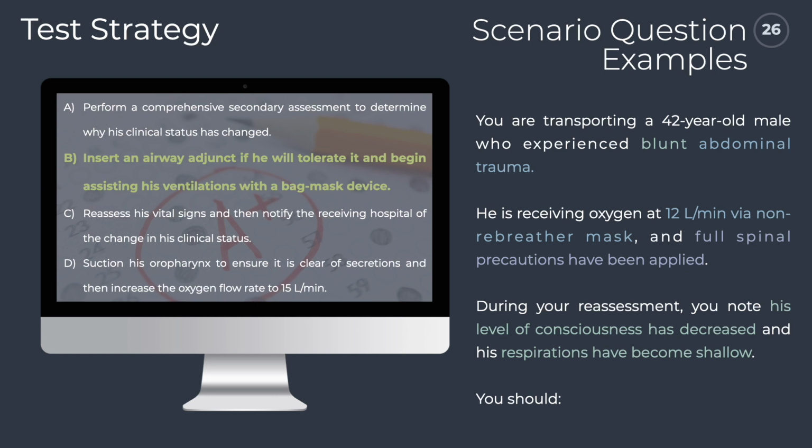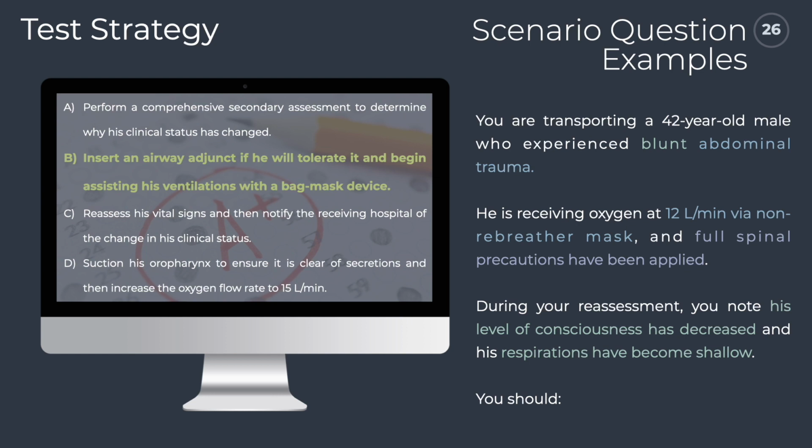The key to this question is that last phrase, respirations have become shallow. This indicates a decrease in tidal volume, which will lead to life-threatening hypoxia. It is always good to remember that any time a question denotes inadequate breathing, this is a life-threatening issue, and you should be on high alert for answers that address this.